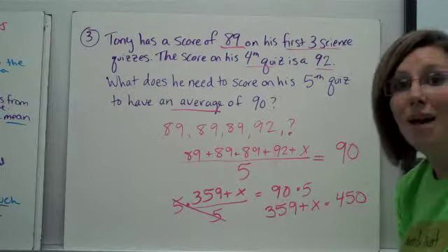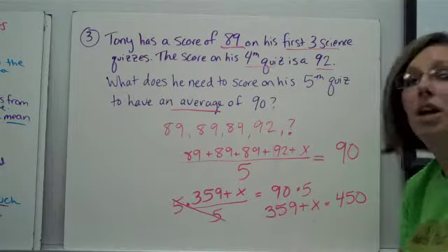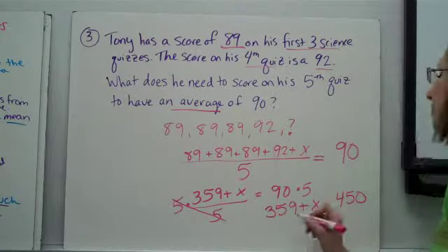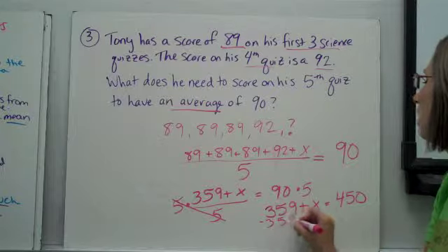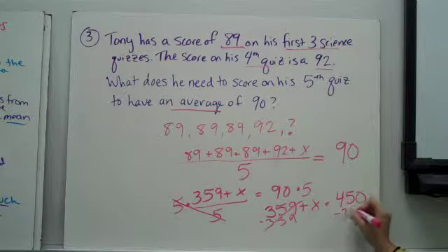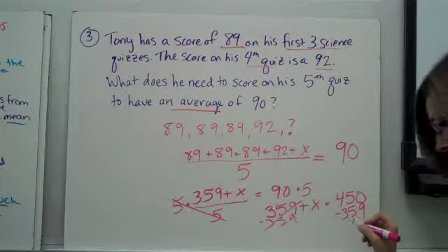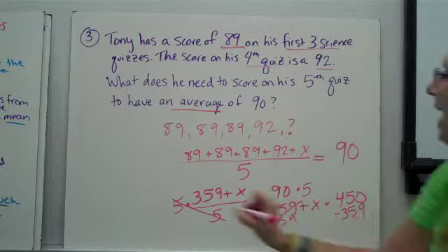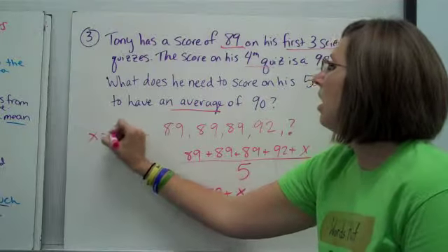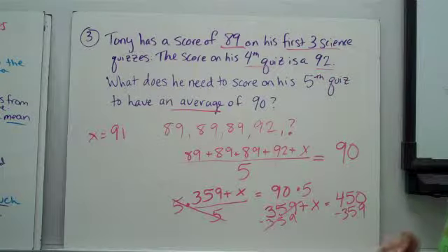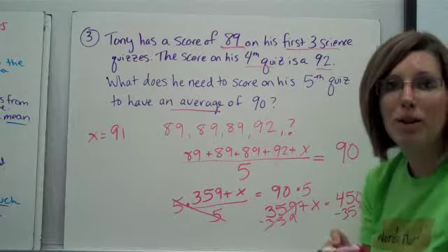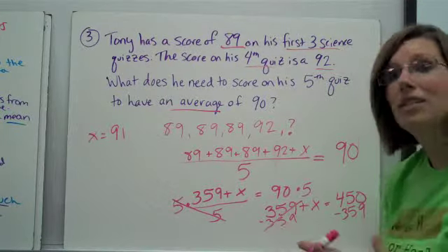My very last step is to subtract 359 from both sides. When you work that out in your calculator, you'll see that x equals 91. Always go back and make sure that your answer makes sense.